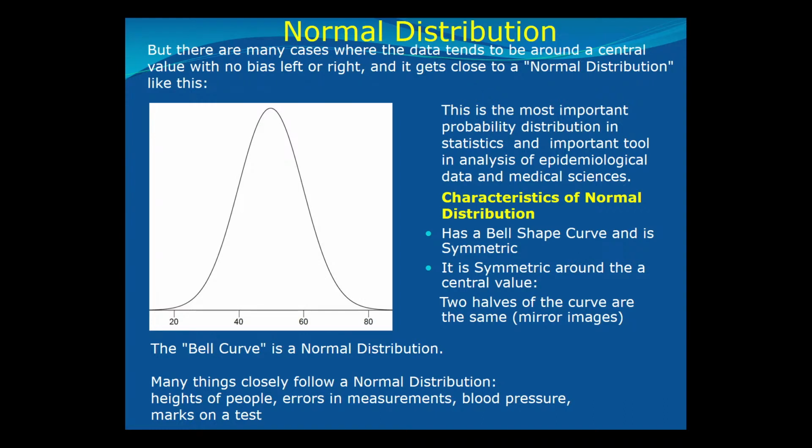This is the most important. Normal distribution is the most important probability distribution in statistics and an important tool in analysis of epidemiological data and medical science. Look at the characteristics of normal distribution. Normal distribution has a bell-shaped curve and it is symmetric. It is symmetric around the central value. Two halves of the curve are the same, mirror images.